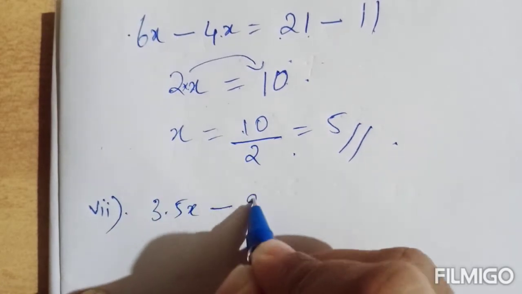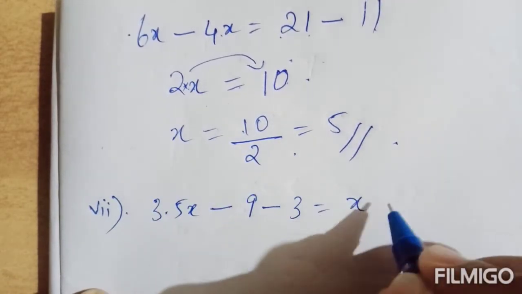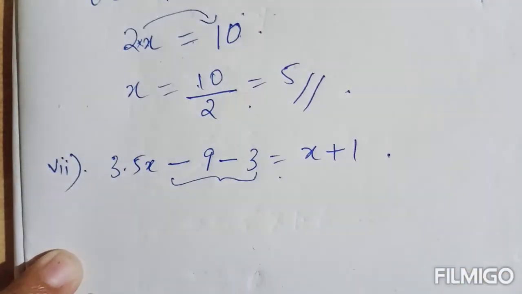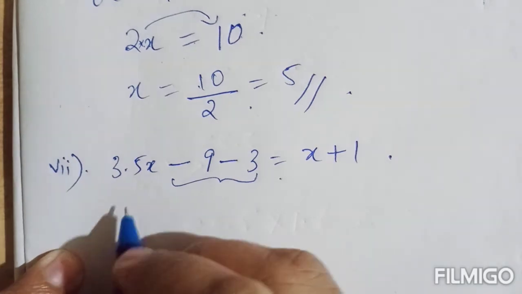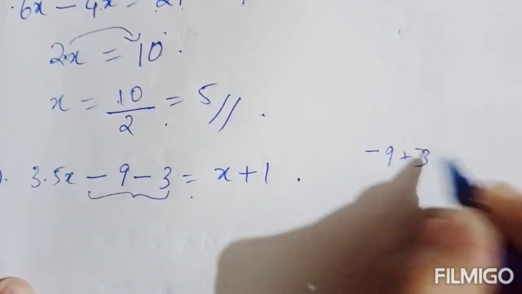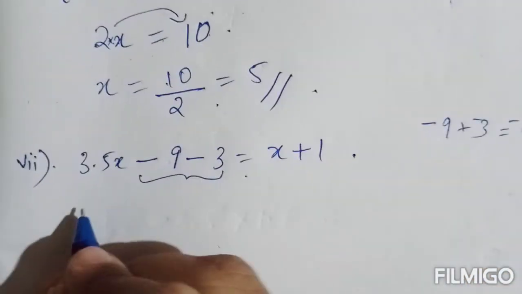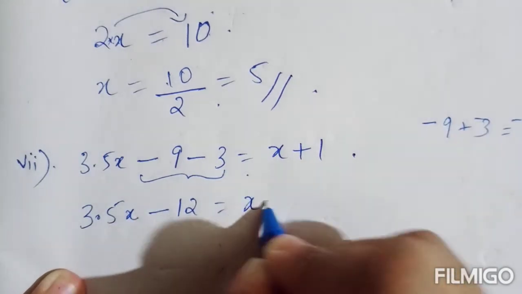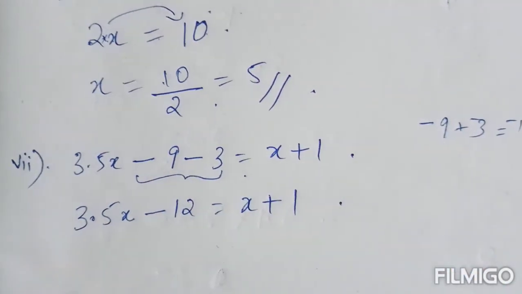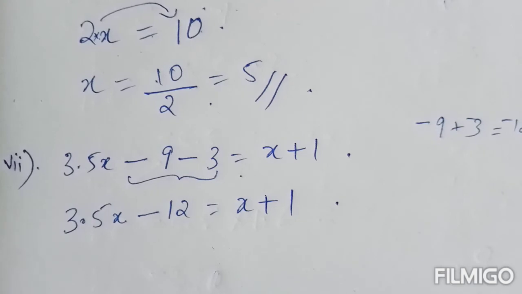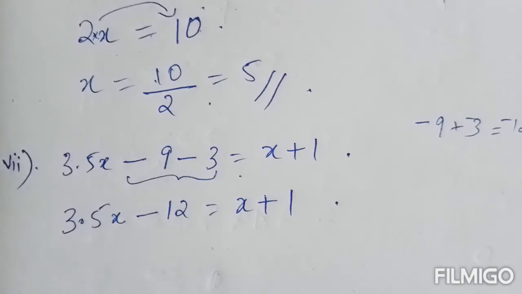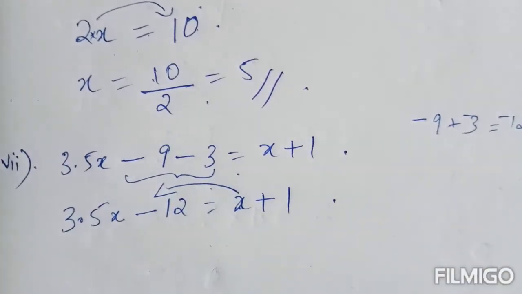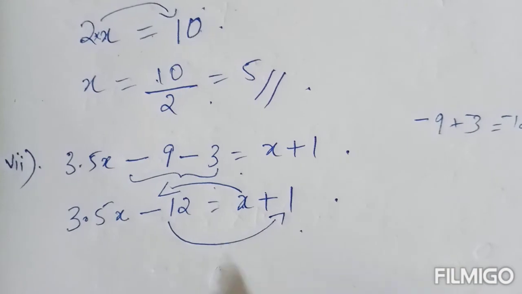3.5x minus 9 minus 3 equal to x plus 1. So here minus 9 minus 3 we can subtract. What you will get, minus 9 minus 3 it is minus 12. You can write 3.5x minus 12 equal to x plus 1. Now let us group together like terms. Like terms let us bring to one side. So this x on taking to left side and minus 12 let us take to right side.